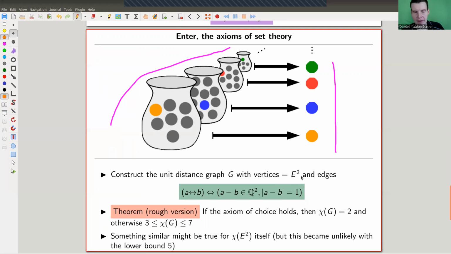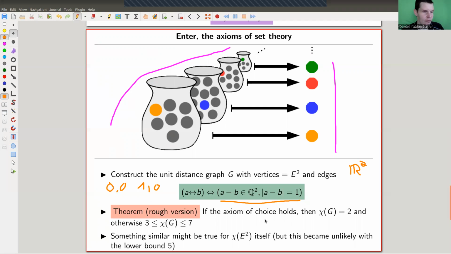So again, the vertices are the Euclidean space. But now you want not just unit distance, so you put an edge only if the vertices are a rational number apart, right? So 0, 0 if you want, and 1, 0 are good. But if they're not a rational number apart in both coordinates, then you don't put an edge. So this is actually a smaller graph than the one we had before.